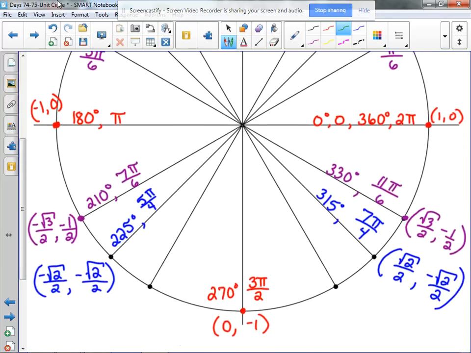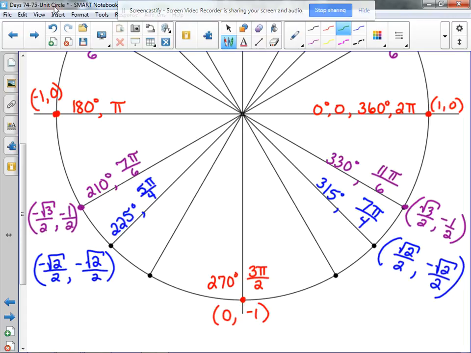Okay, in the third quadrant, we are at 240 degrees, and we are at 4 pi over 3. And this would be negative 1/2, negative square root 3 over 2.